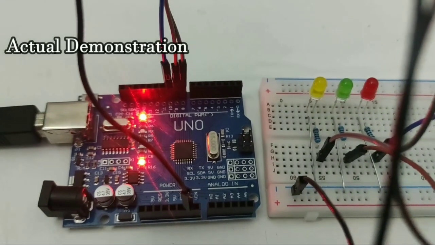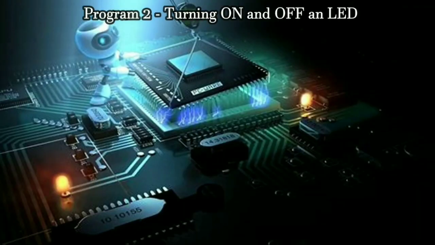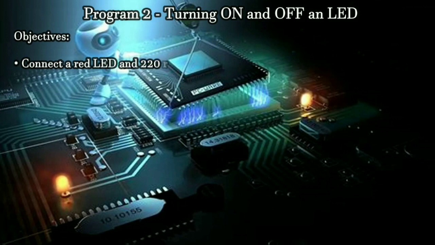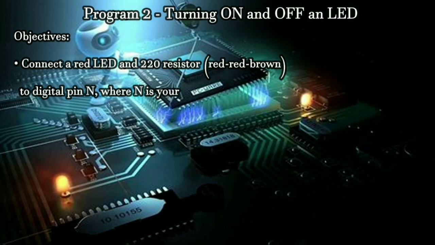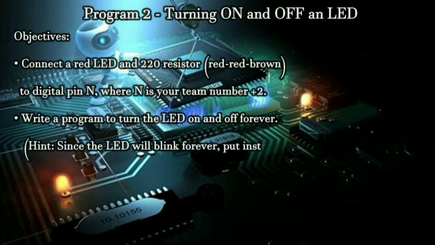So that is all for our program 1C. Now we will do program 2, which is turning on and off an LED. So these are our objectives. We need to connect a red LED and a 220 ohms resistor, which has a banding of red brown, to digital pin N, where N is your team number plus 2. Write a program to turn the LED on and off forever.